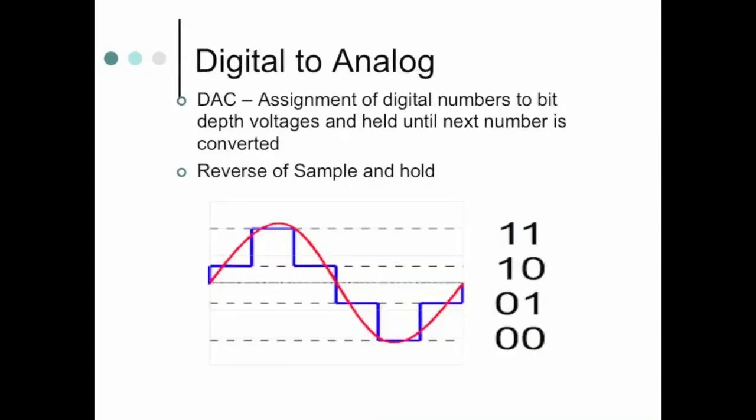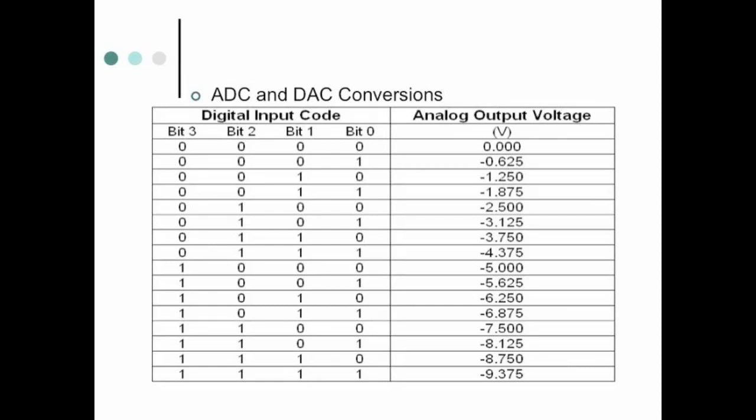Okay, so digital to analog, the assignment of numbers to the bit depth, the voltage is held and converted at the next sample time. So it's called a sample and hold function. So it holds that voltage until the next sample comes along. And this gives you a little bit of idea of how it works. So your digital input code and your analog voltage out.